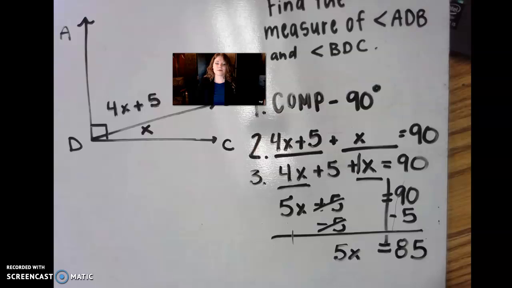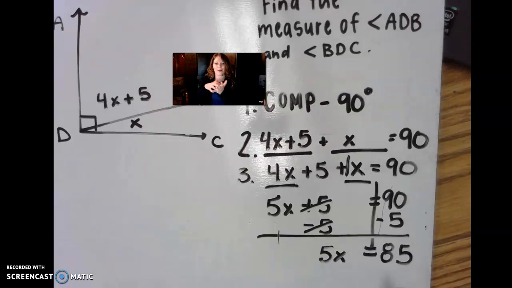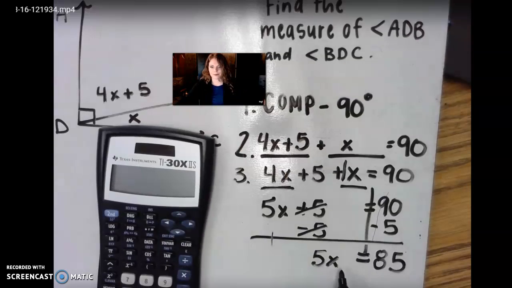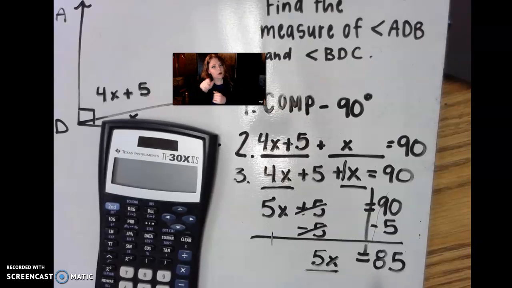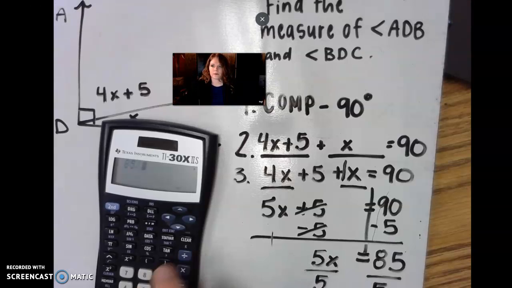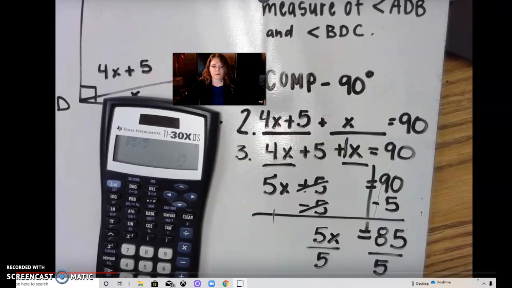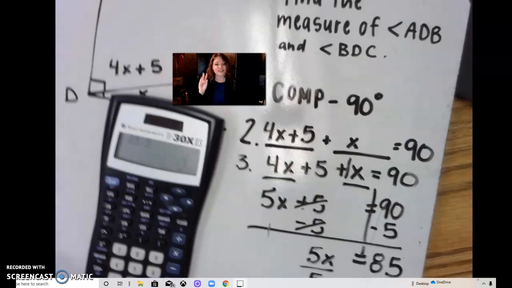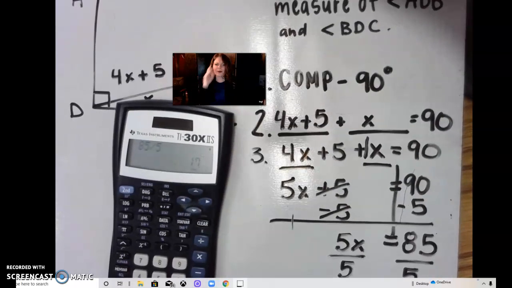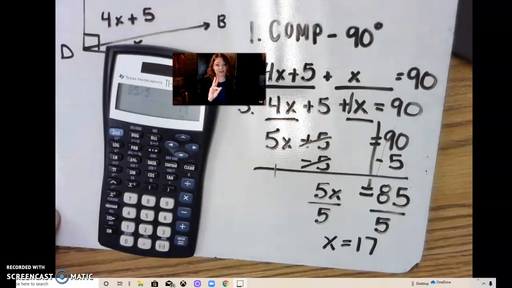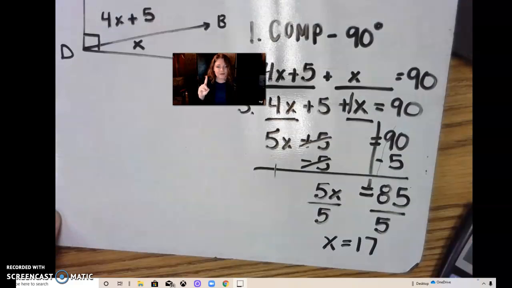Ms. Bratcher is going to get our calculator for us. And in order to solve this, there's invisible math happening. So we divide to get rid of the multiplication. 85 divided by 5 is 17. Now, unfortunately, we are not done. We know x is 17, but we still have not answered our question.